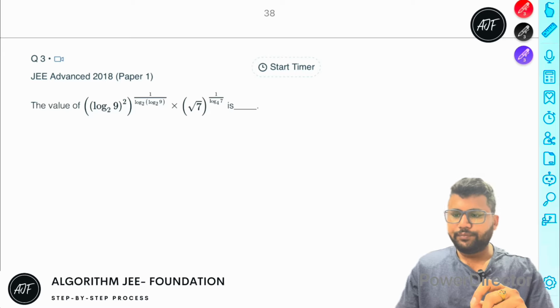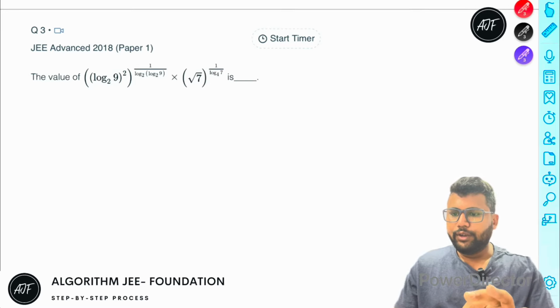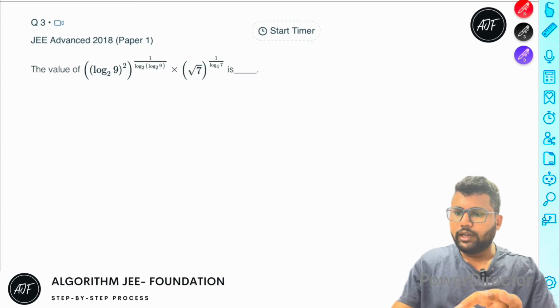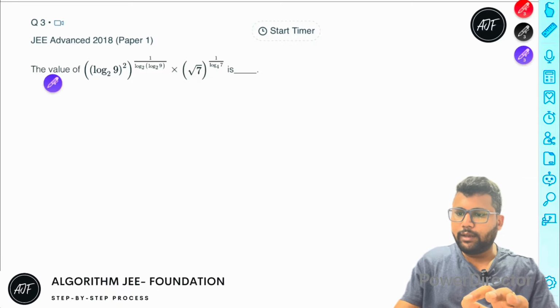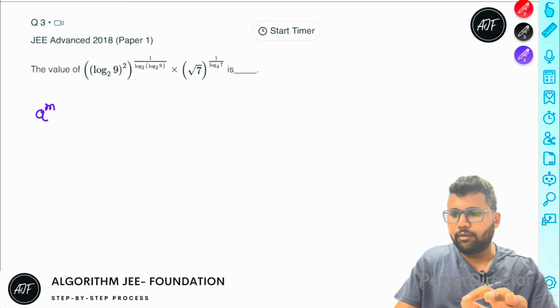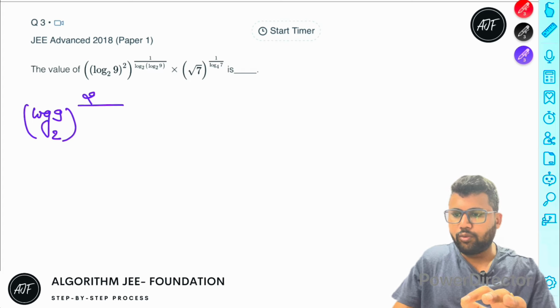Now the question is given: find the value of an expression given in terms of log. Now you see the log property: if you multiply both powers, a power m power n, the meaning is directly mn is possible. So according to this property, I'll multiply: log 9 base 2, whole power 2, by log 2 and log 2 9.